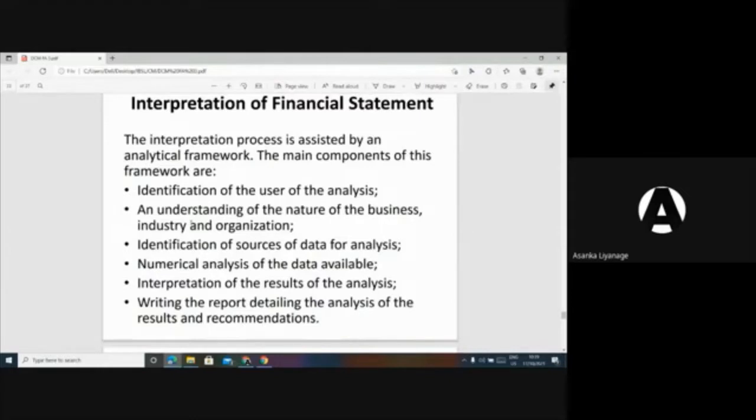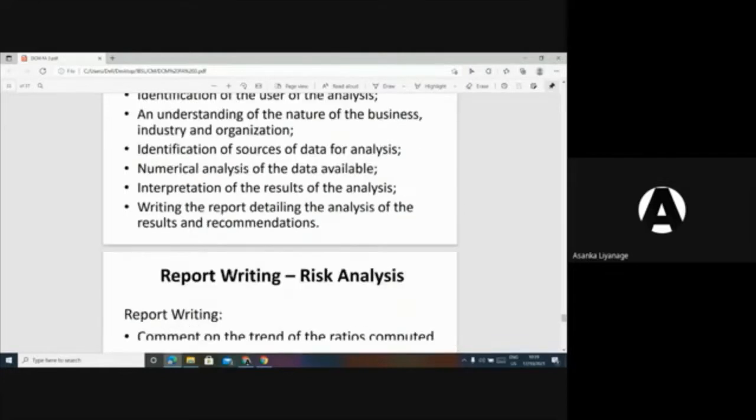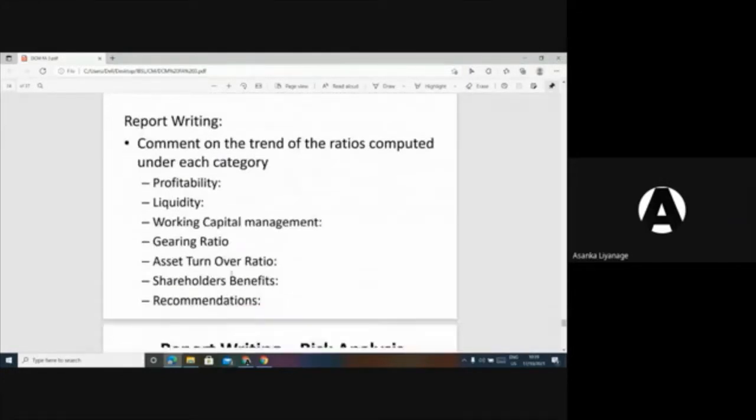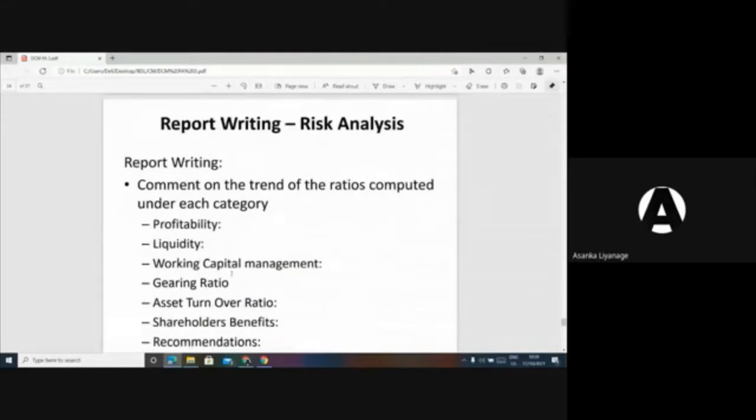Make it very simple, right? That will help the authority to clearly understand the position of the particular client. Then in the report itself, these are very important for the exam also. When you are writing an answer in the exam, follow this format: report writing.